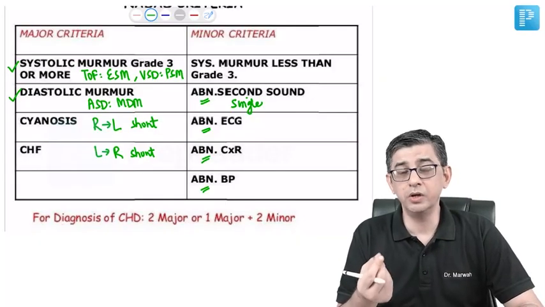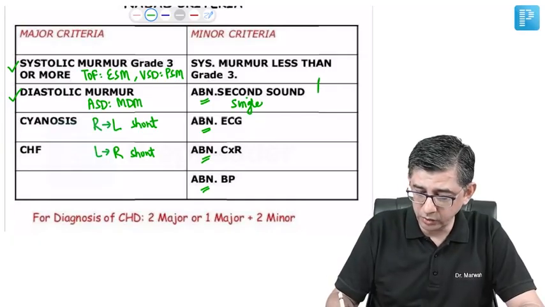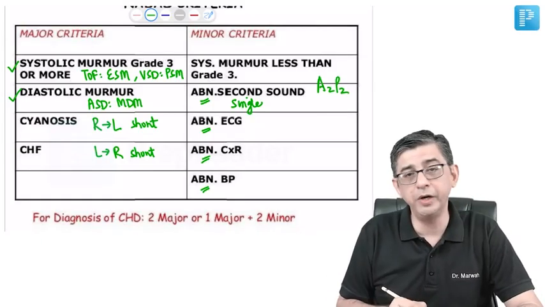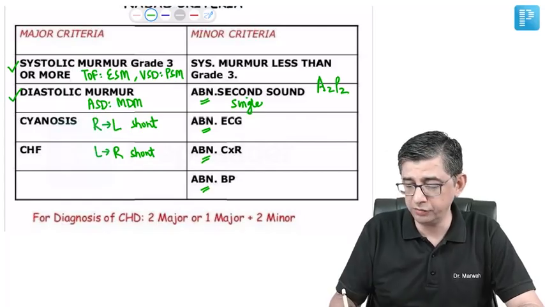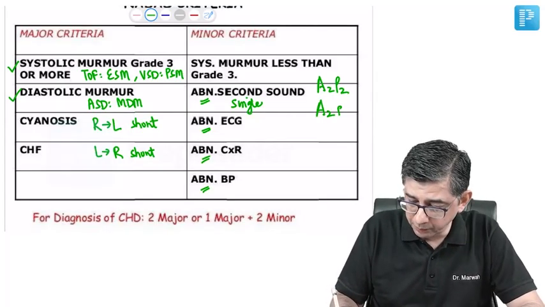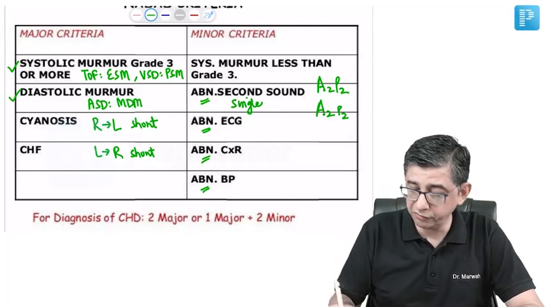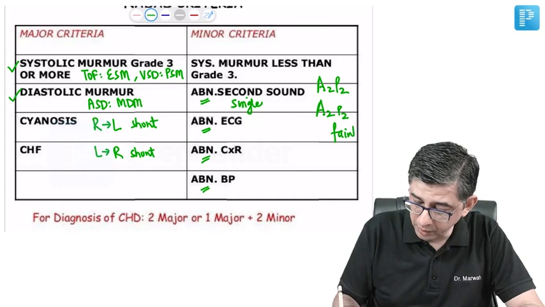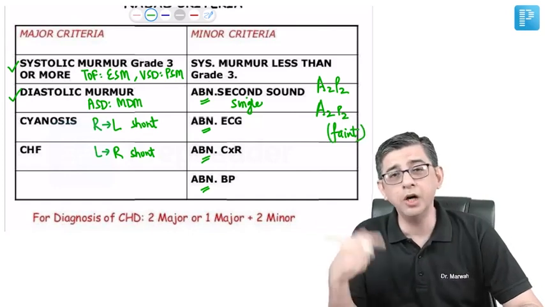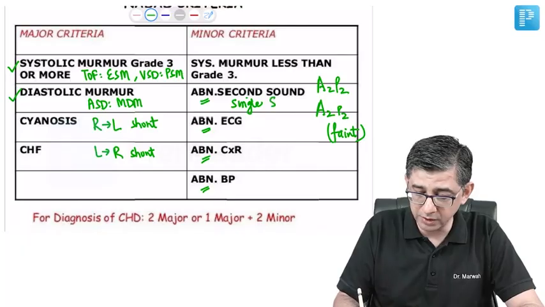At the same time, the A2 component will be heard normally, but P2 may not be heard. I'll repeat that again. Second heart sound has two components, A2 as well as P2. In patients with tetralogy of Fallot, A2 will be heard normally because there are no problems in the aortic valve, but the P2 component may be so feeble, so faint, that you hardly may be able to appreciate it, or you may not be able to appreciate it.